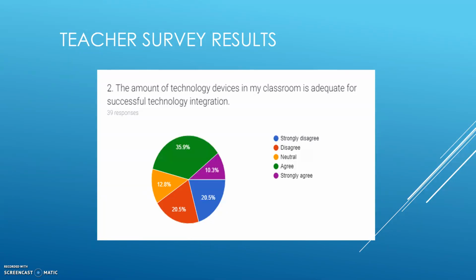Now, for question number 2, the amount of technology devices in my classroom is adequate for successful technology integration. The majority of the teachers said that they agreed with this statement, that they had enough devices. I thought that this response was extremely important since teachers have very different opinions about the technology devices they have at their disposal. This is very important since it might be the reason why they are not using technology. Because, as you can see in the survey, the disagree and the strongly disagree are very high percentages. So I knew that they were probably not feeling comfortable or they didn't know a way to use technology more efficiently.